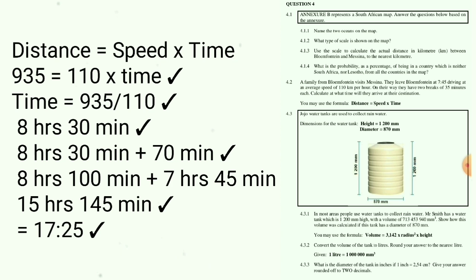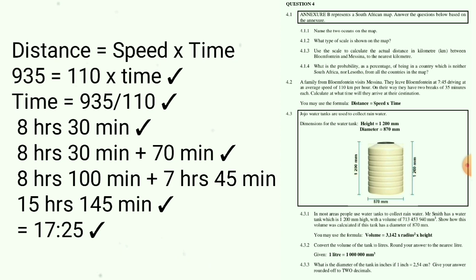8 hours 30 minutes plus 70 minutes. Where do we get the 70 minutes? These are the two breaks we took. Remember that on their way they have two breaks of 35 minutes, so 35 plus 35 is 70 minutes. Then the answer is 8 hours 100 minutes. Then plus 7 hours 45 minutes. Where do we get the 7 hours 45 minutes?